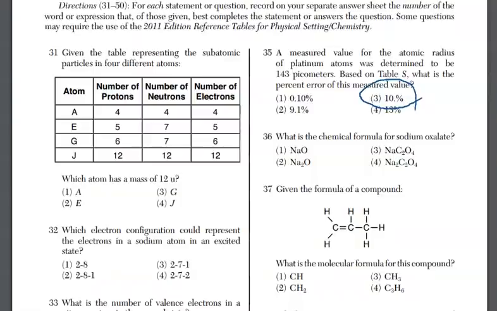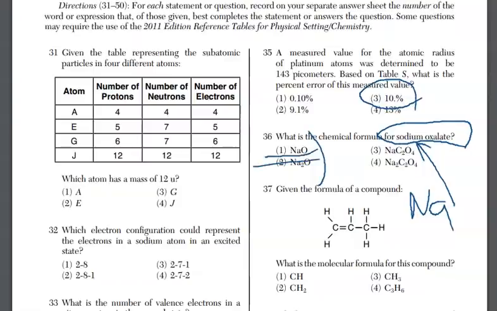For question 36, what is the chemical formula for sodium oxalate? If you forget, once again, the symbol for sodium, look it up on reference table S. That is Na. And hopefully you recognize that oxalate is not just for one nonmetal. Choices 1 and 2 are oxides. That can't be the answer. So it's either going to be choice 3 or choice 4. Notice the only difference is the number of sodiums.